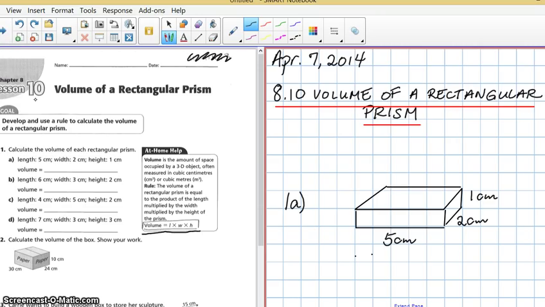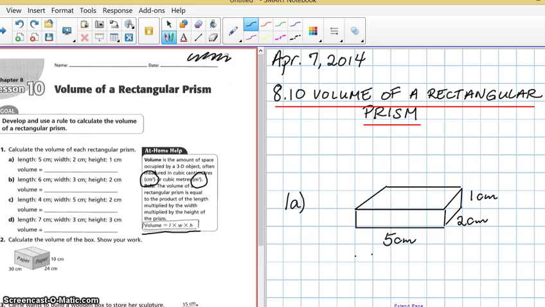Now, I'm going to continue by reading the goal at the top of the page here. The goal says to develop and use a rule to calculate the volume of a rectangular prism. Under the at-home help, just follow along with me here, I'll read this out. Volume is the amount of space occupied by a 3D object, often measured in cubic centimeters or cubic meters. The units are really important, and make sure that you make note that it's cubic.